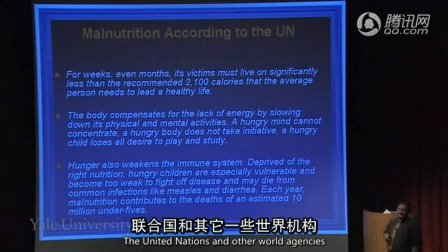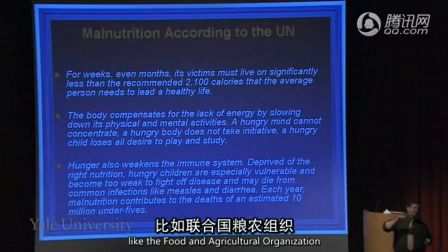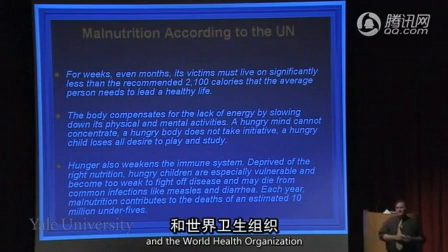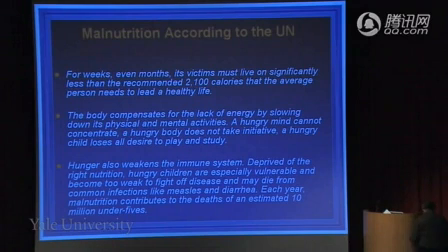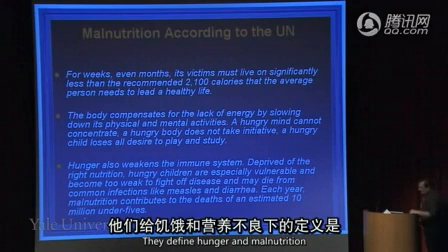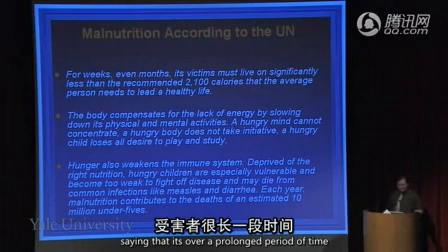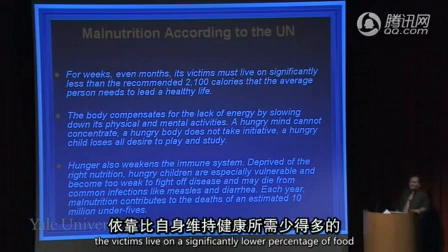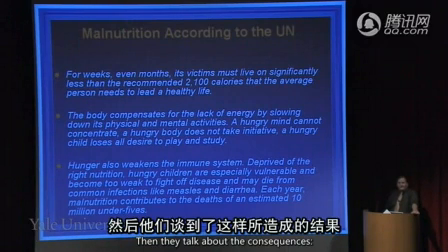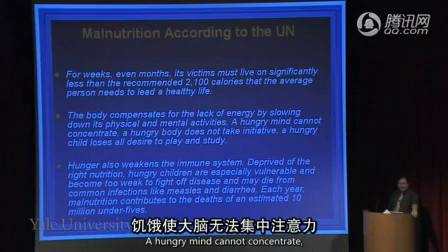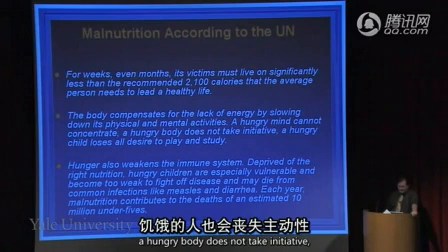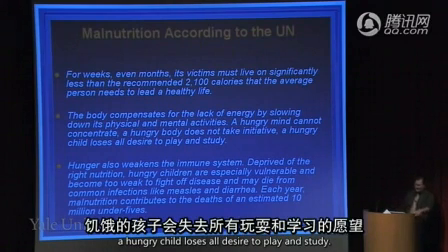The United Nations and other world agencies like the Food and Agriculture Organization and the World Health Organization pay attention to this issue of hunger. And here are a few things that have come from the UN. They define hunger as malnutrition, saying that over a prolonged period of time, the victims live on a significantly lower percentage of food than they need to sustain a healthy life. And then they talk about the consequences. The body compensates by slowing down its physical and mental activities, including metabolic rate. A hungry mind cannot concentrate. A hungry body does not take initiative. A hungry child loses all desire to play and study.